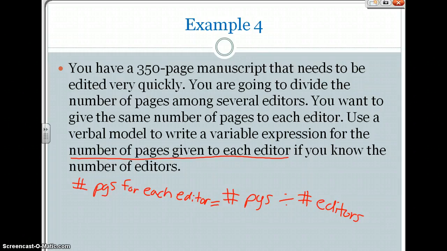Now, if we were to put this into numbers, we could say that this right here is equal to the total, which is 350, divided by the number of editors. I'm just going to put E as our variable because we don't know how many editors there are. But if we did, that's how we would find it. Okay?